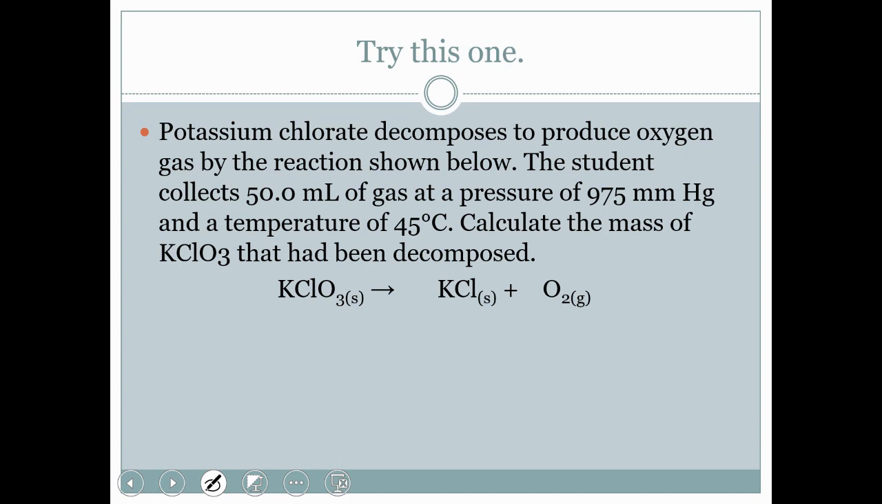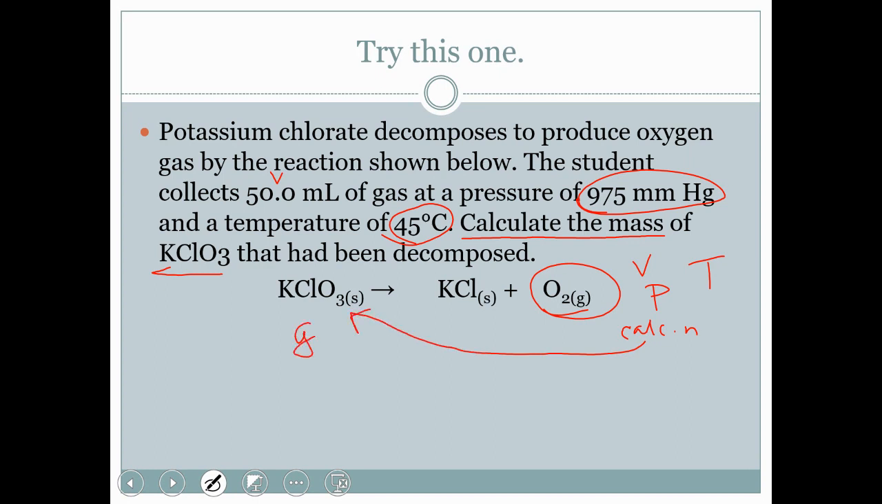Like if you read this problem, they know everything about this gas. Here's the volume, so they know volume. Here's the pressure, so they know pressure. Here's the temperature, they know temperature. You can use pressure, volume, and temperature to find the moles of gas. And then if you look at the problem, it's asking you to calculate the mass of the KClO3. Once you calculate the moles of the gas, then you can do a stoichiometry to get the grams of the solid.